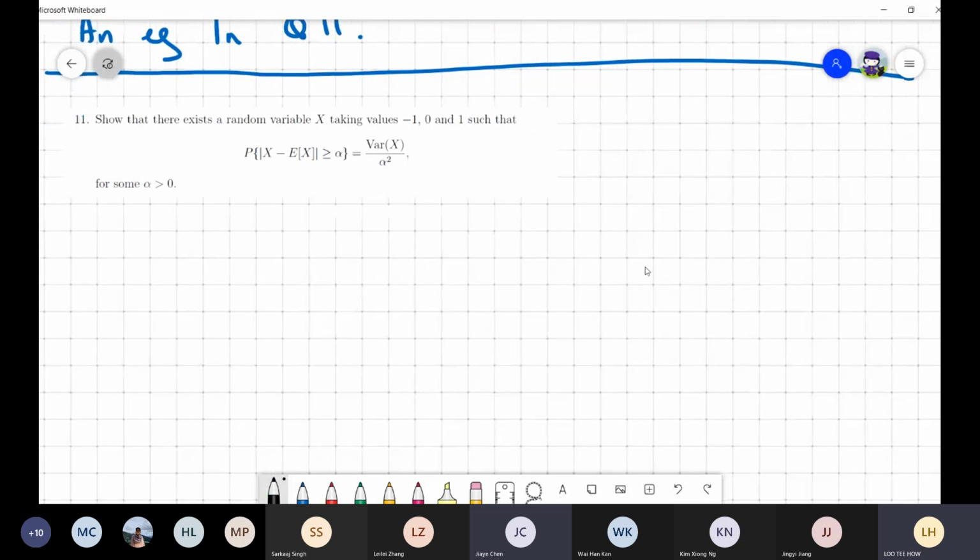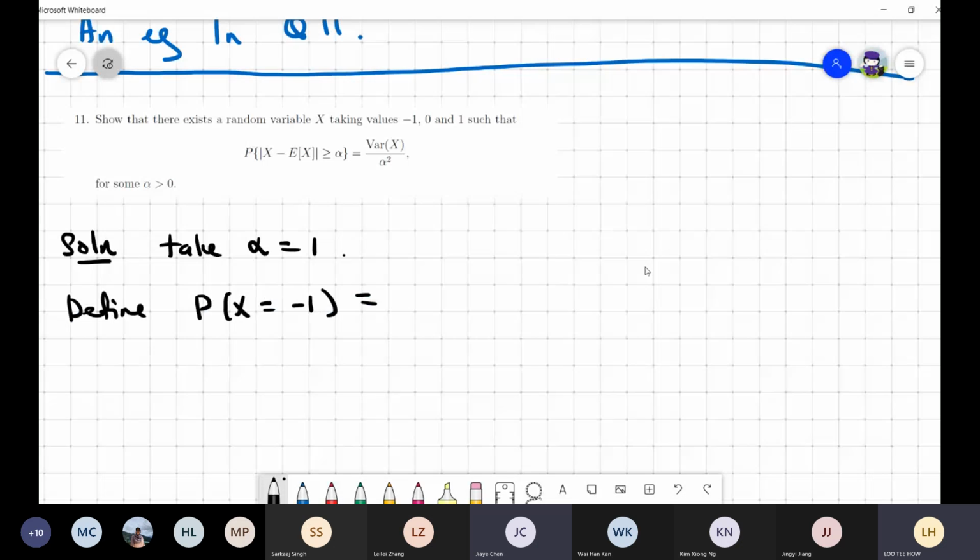Show that there exists a random variable x taking values -1, 0, and 1 such that the left-hand side equals the right-hand side for some positive alpha. So what we can do to make it easy is take alpha to be 1, and we define P(X = -1) equals sigma square over 2, P(X = 0) to be 1 minus sigma square, and P(X = 1) equals sigma square over 2.